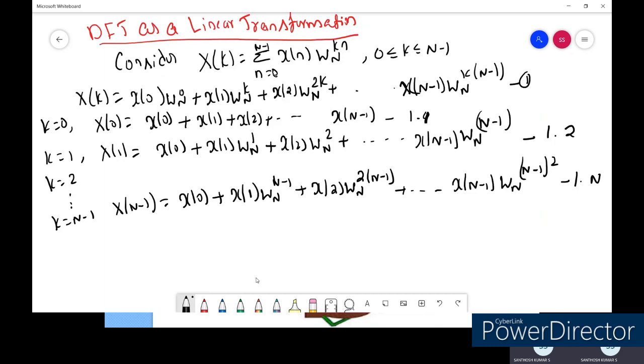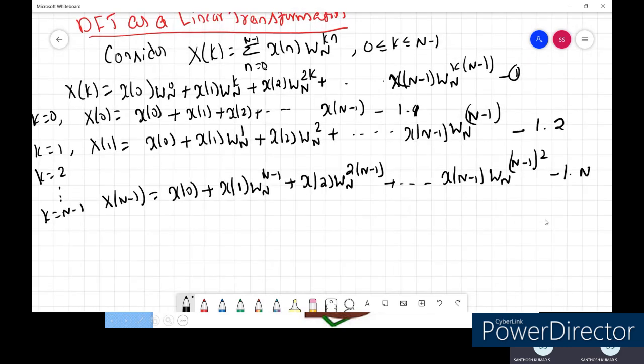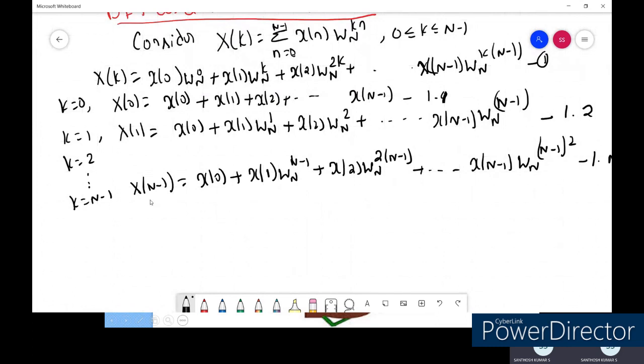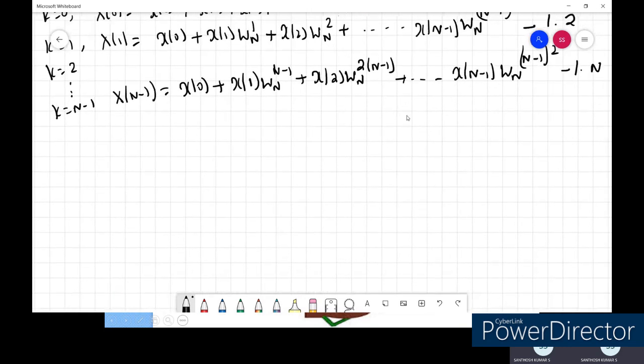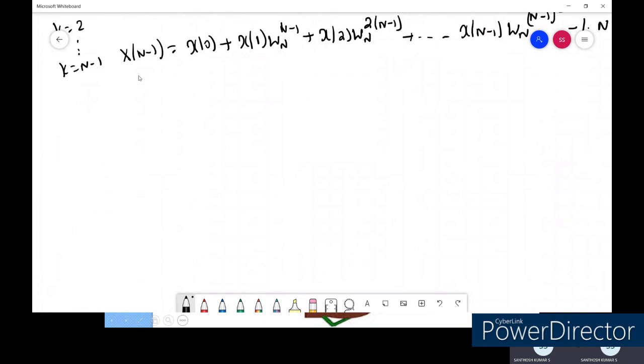So we are going to combine the equations 1.1, 1.2, 1.3. In order to express them as a matrix, we can express the terms X of 0, X of 1 up to X of N minus 1 as a column matrix, and these terms we can express as the square matrix, and x of 0, x of 1, x of 2, which are common for all the equations, we can express as another column matrix. So we are going to express the above equations in terms of the matrix method.